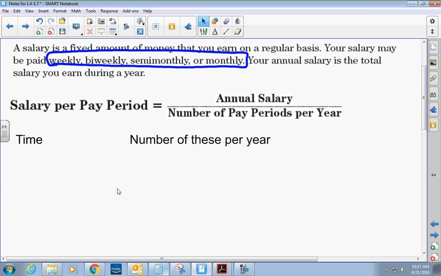All right, so we're going to look at the time period. So you guys have to write this down. Time, and then the number of these per year. I'll give you guys a moment to write. So we're going to look at time frames and how many of these there are per year.